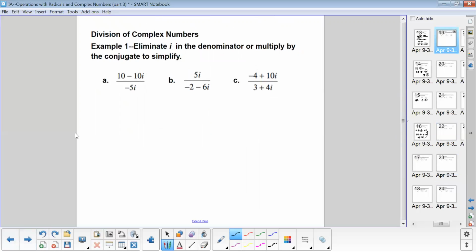So let's look at what happens when you have an I in the denominator and you want to try to eliminate the I in the denominator. It's the same idea. You don't want a radical in the denominator. So you would do the same thing.